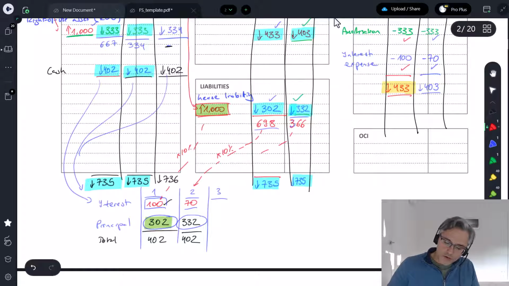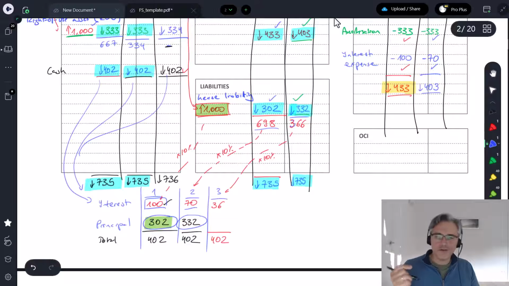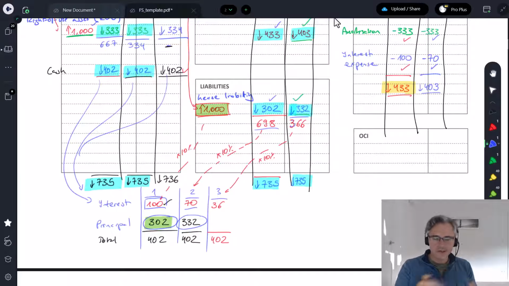To compute the interest element, we would need to apply 10% to the balance outstanding as at the end of the previous year. So that was this 366. Because previously I rounded up, I now need to round a little bit down. So I'm going to make this 36. And of course, the total payment is still that constant 402. If you take 402, deduct 36, you end up with a residual here of 366.